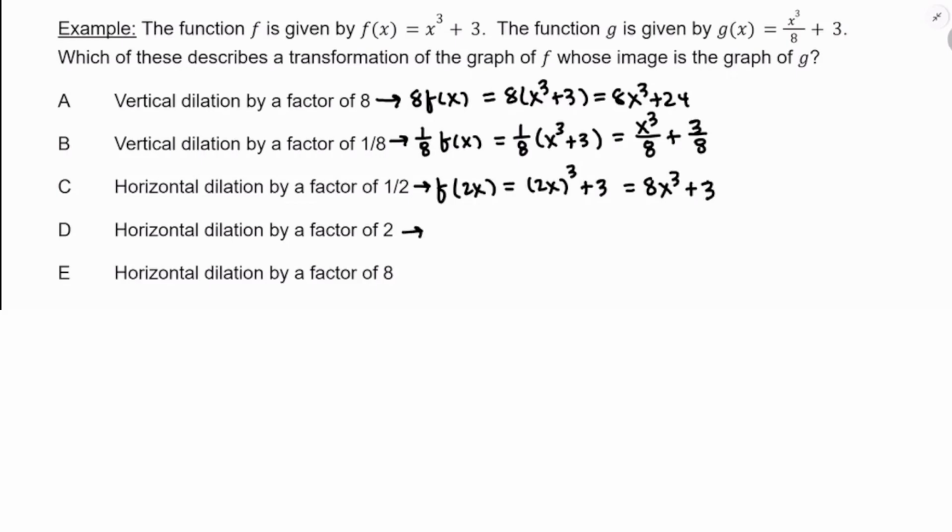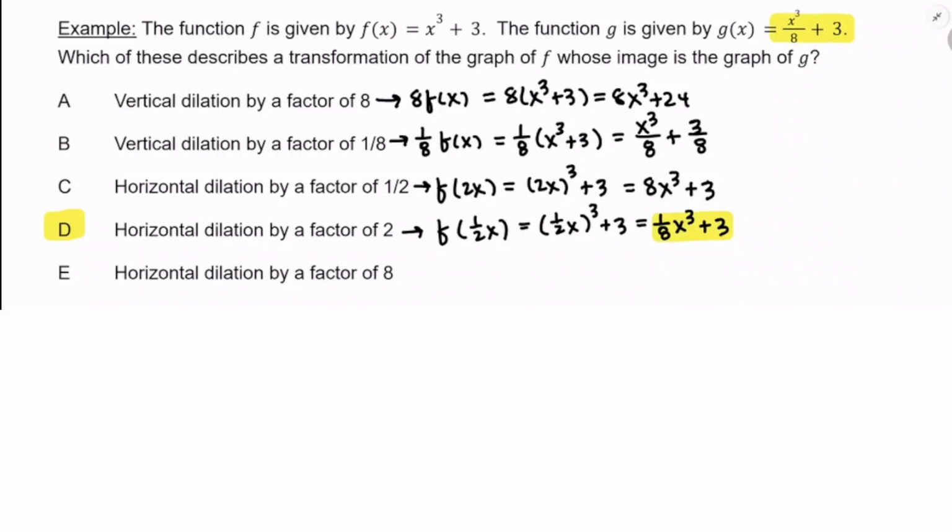All right. Horizontal dilation by a factor of 2. That would be replacing x with 1/2 of x in parentheses. 1/2 x taken to the third power and then adding 3. That would be 1/8 of x to the 3 plus 3. Wait a second, that's exactly what I've got. That's going to be answer choice D.